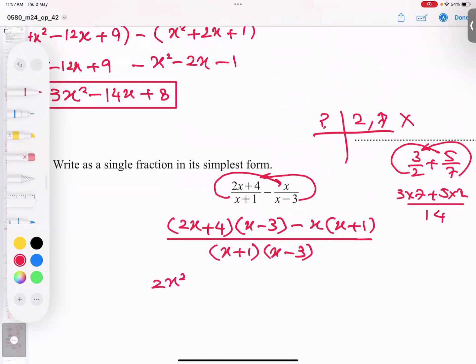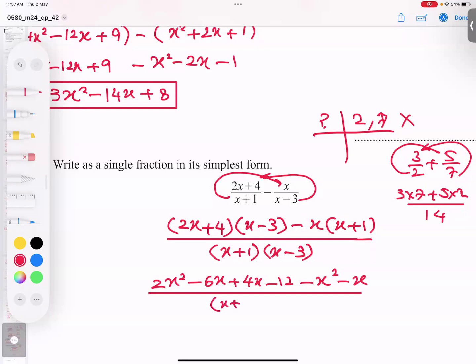2x to power 2, and this with that, minus 6x. This with that, plus 4x. This with this, minus 12. This with this, minus x squared. Negative into positive, negative, and I get minus x.